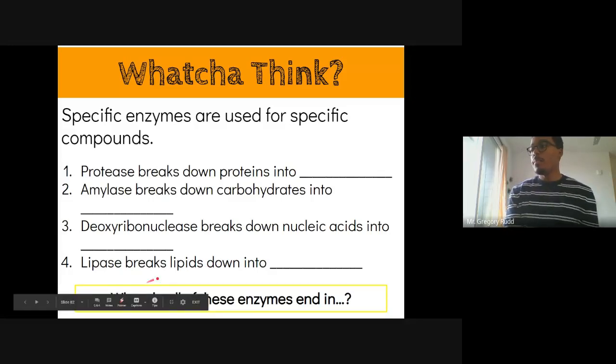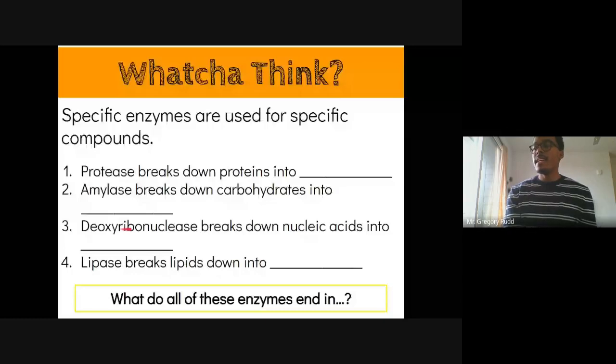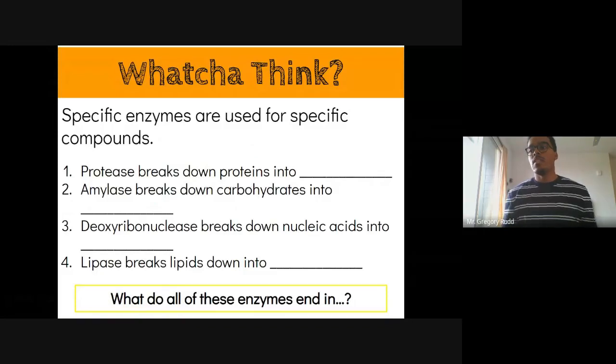All right, so at the bottom of the screen, we can see that the question is asked, what do all of these enzymes end in? So you can tell just by looking at these words: protease, amylase, deoxyribonuclease, lipase, that enzymes end in 3 letters, A-S-E. So don't be confused. Enzymes are proteins. We talked about the fact that carbohydrates end in the 3 letters O-S-E. But enzymes, which are proteins, typically end in the letters A-S-E.